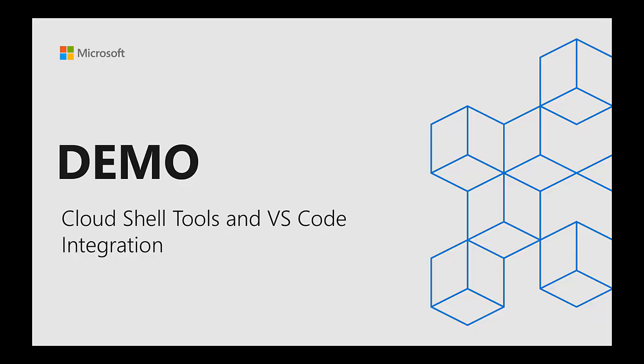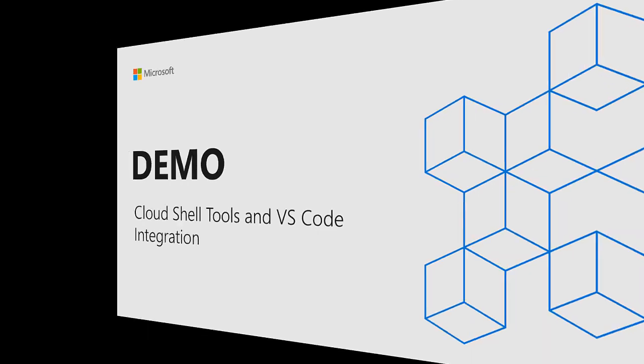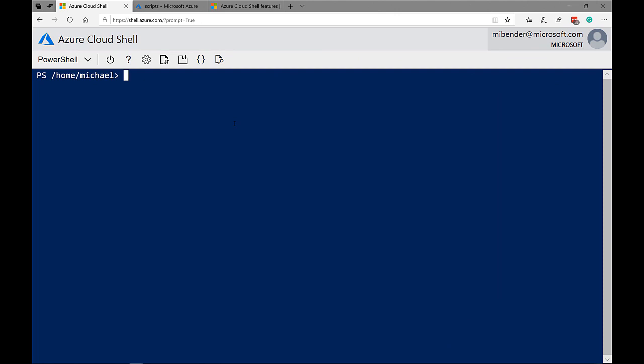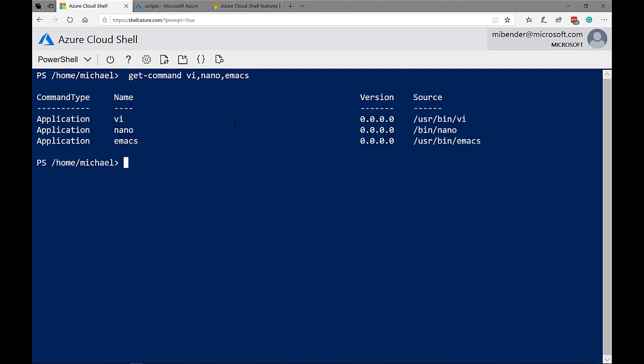So in our next demo, we're going to take a look at tools that we have available for you to use in Cloud Shell and also integration with VS Code. Now let's take a look at some of the editors that are available inside of Azure Cloud Shell. So we do a Get-Command and we look for vi, nano, and Emacs. We see that all of those editors are available for us to work with. We can also use a stripped down version of Code based on the Monaco editor inside of Cloud Shell.